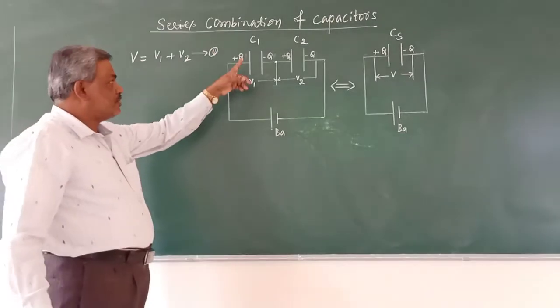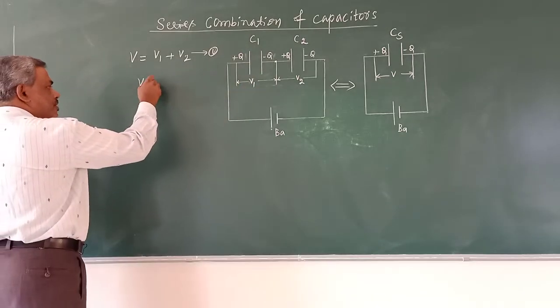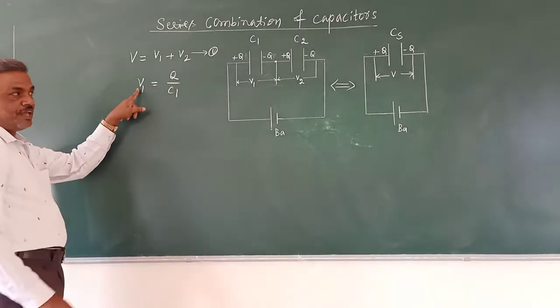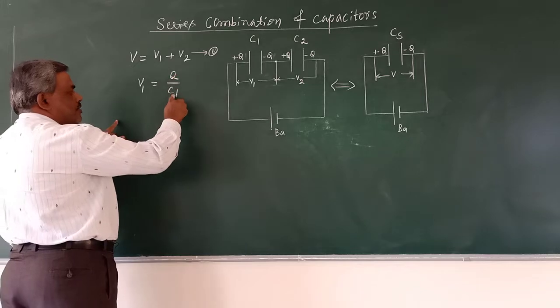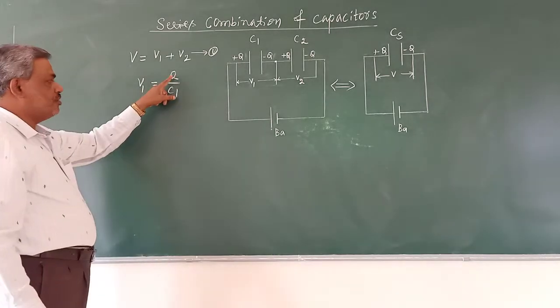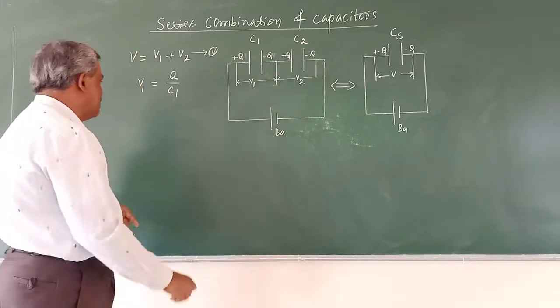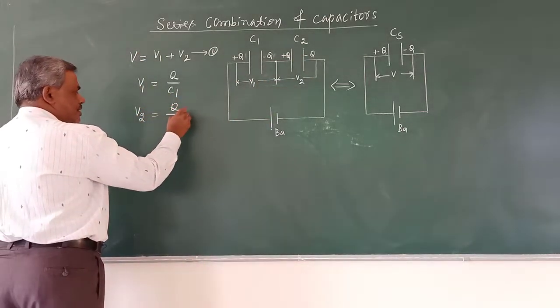Now the potential difference across the first capacitor C1. The mathematical formula: V1 equal to Q by C1. V1 is the potential difference across the first capacitor, Q by C1. So V1 equal to Q by C1. Potential difference across the second capacitor, V2 equal to Q by C2.